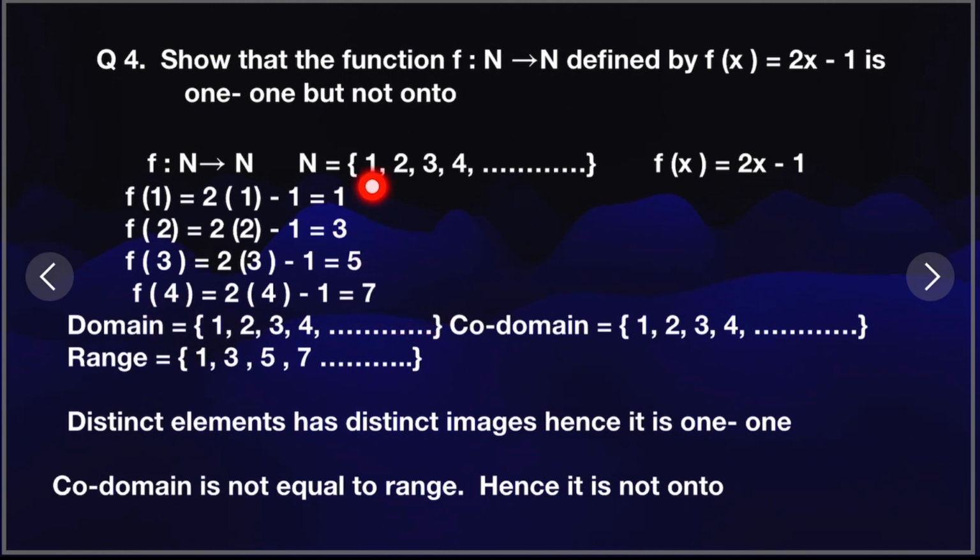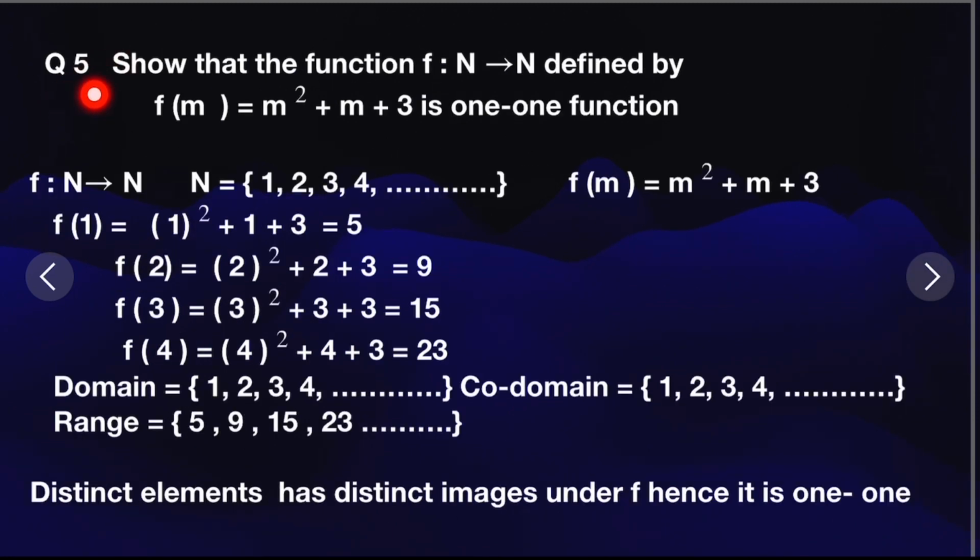So what is the range? This is 1, 3, 5, 7, and this is the domain. And the codomain is also N, because the function is from N to N. So distinct elements of the domain have distinct images. You can see all images are different. So it is one-to-one. The codomain is not equal to the range, hence it is not onto.